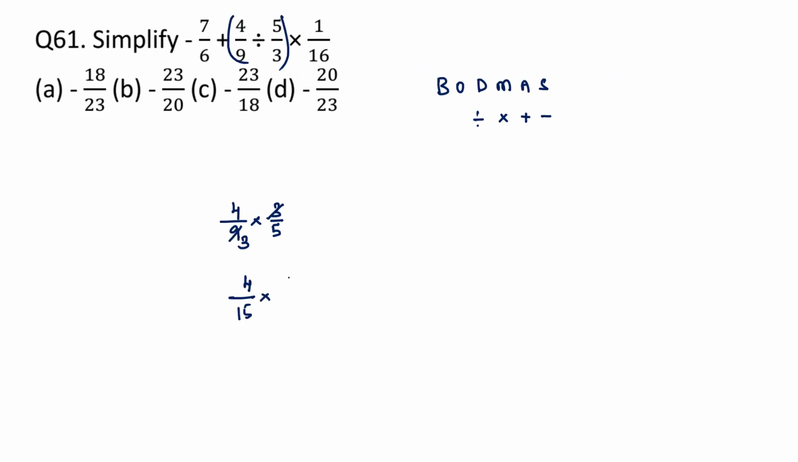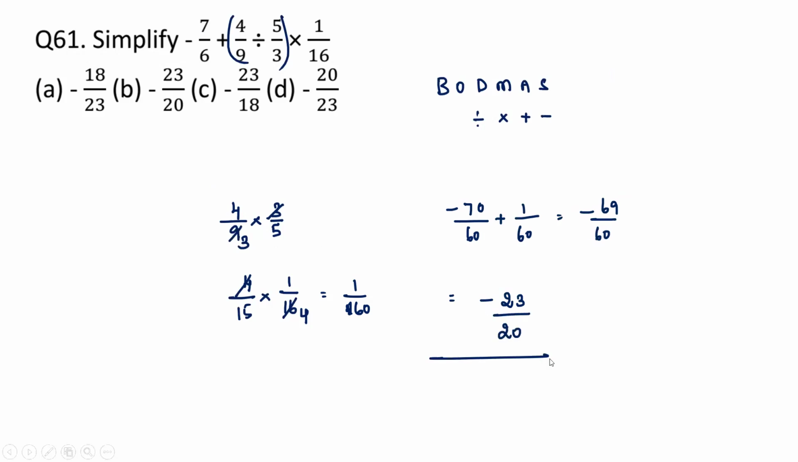You multiply it with 1 by 16, then comes multiplication. 1s are 4s. Therefore 1 by 60 you have. So I can write it as minus 7 by 60. 70 by 60 plus 1 by 60. I'm sorry, this is 1 by 60. So we got minus 23, minus 69 by 60. You cancel it, minus 23 by 20. So the answer is negative 23 by 20.